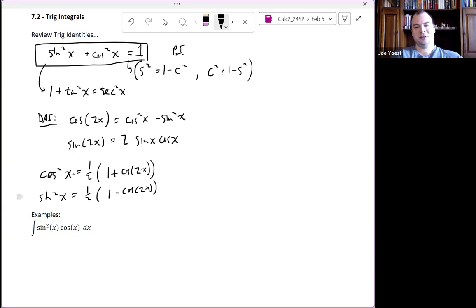And same with the second one. Plug in x equals 0. On the left side I get 0. On the right side I get 1 minus 1, which is 0. So that checks out as well.